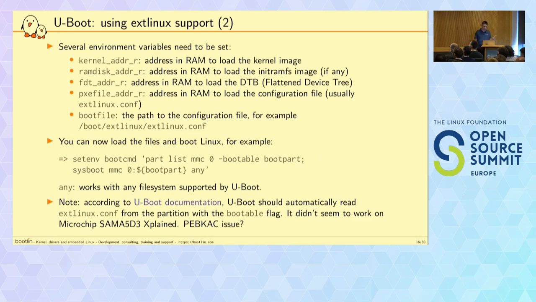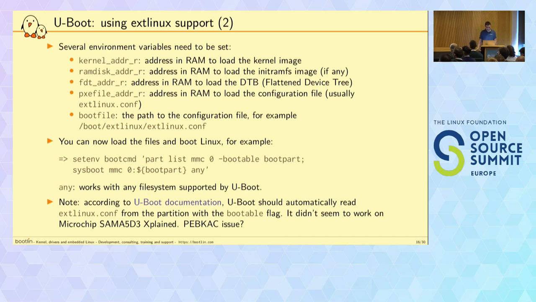And then to make extlinux work, you need a bunch of environment variables to be set as well, because it needs to know where to load the kernel, where to load the DTB. So you have the kernel address in RAM, the ramdisk address in RAM if you're using an initramfs, you've got the DTB address, the flattened device tree, the device tree binary. There's the PXE address in RAM where you would load the configuration, the extlinux.conf file. And bootfile, that's the path to the configuration file that you can customize as well. So by default, it's /boot/extlinux.conf, but it could be something else.